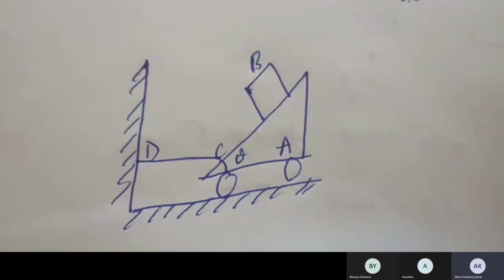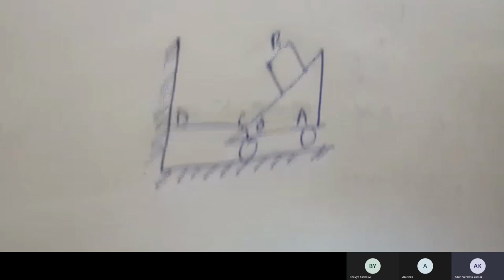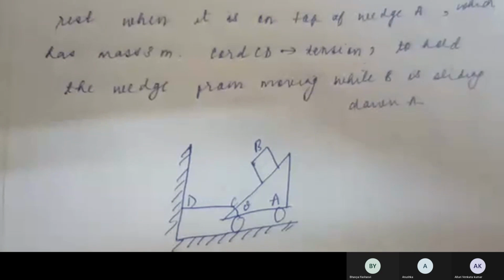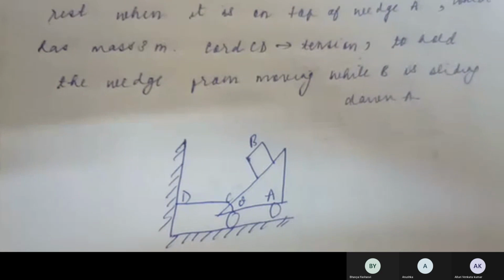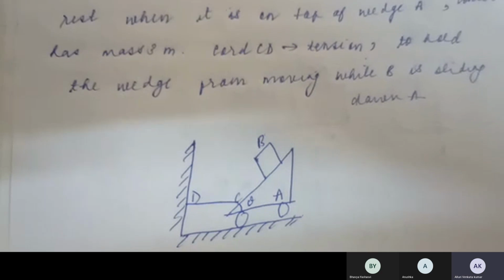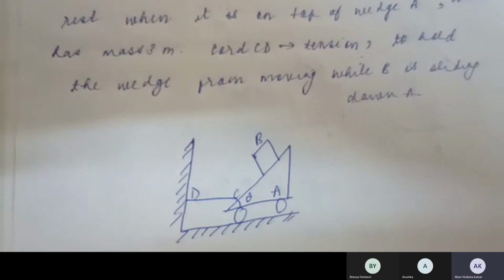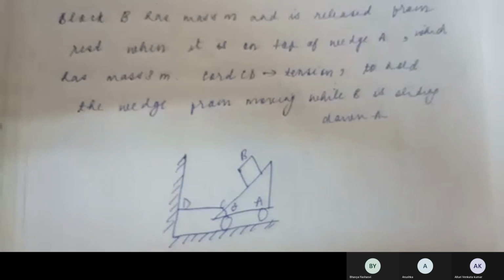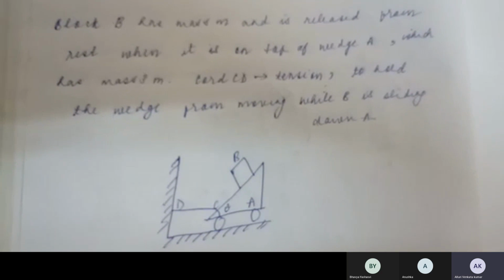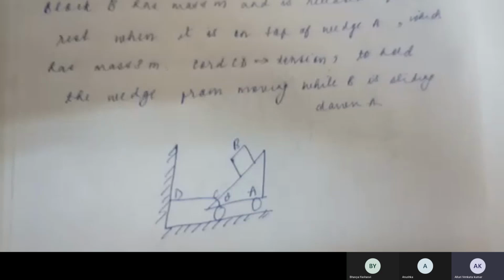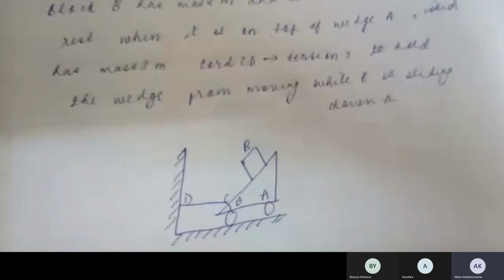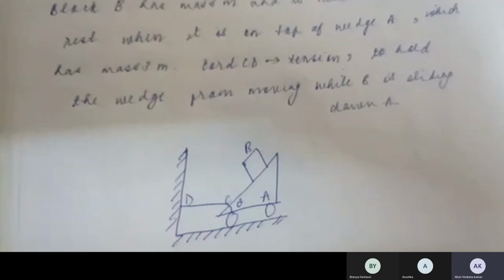Now is this wedge moving or at rest? Sir, they asked to hold the wedge from moving while B is sliding down A. B is moving, sir. A is at rest. So that is not mentioned. This is based on relative motion actually, which is our next topic, constraint motion. Here this wedge is constrained. Okay, this problem I didn't give.